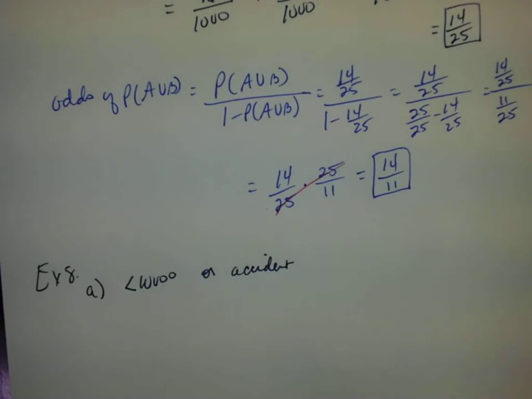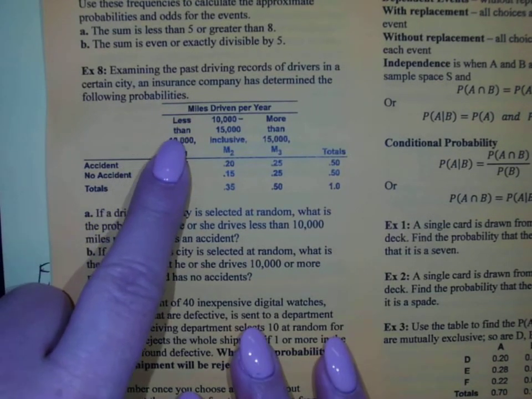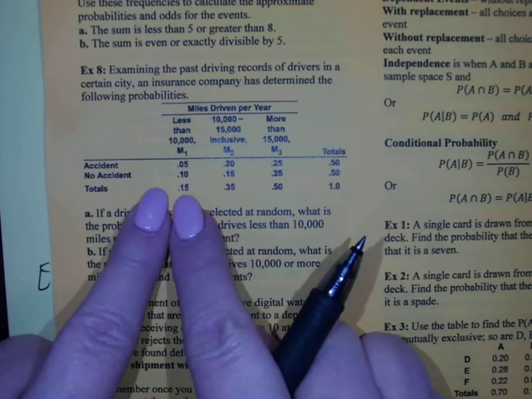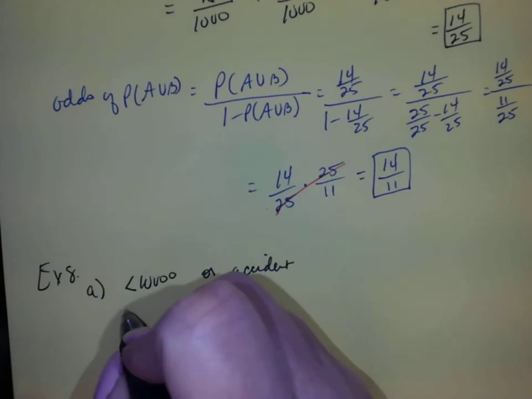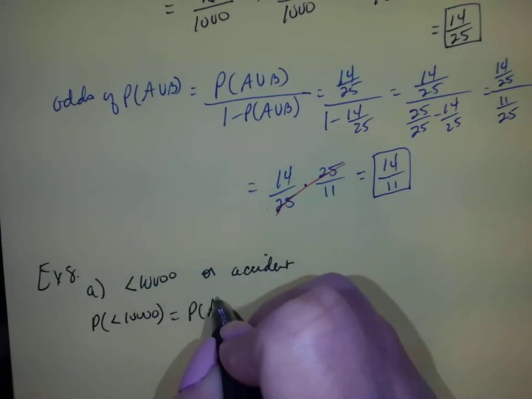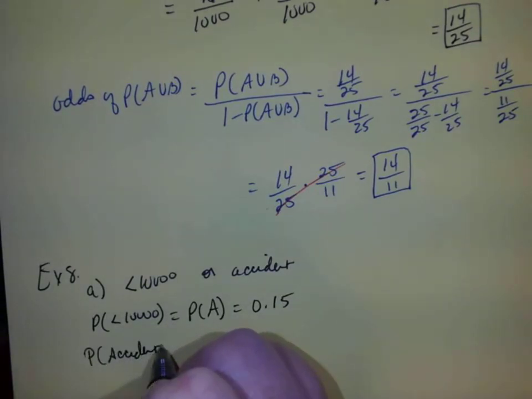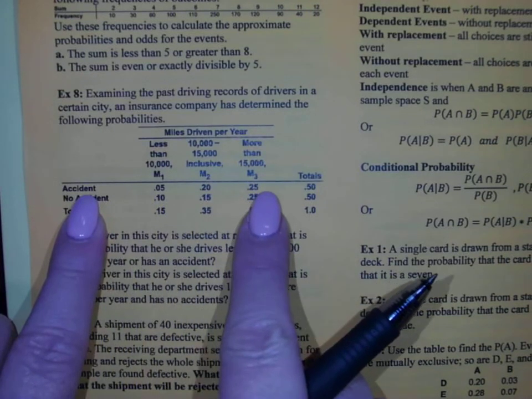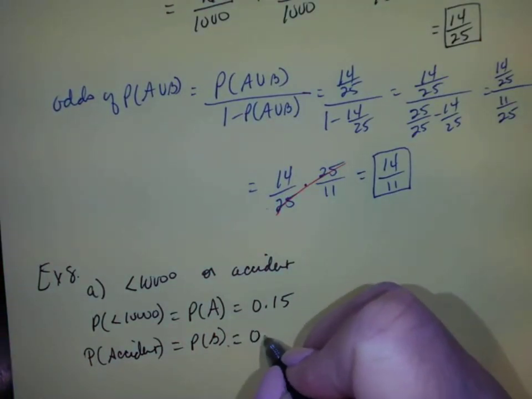Now we're going to use our chart. If we're looking at the probability of less than 10,000, this is right here. We could go through the work of adding them, but they've already given us the total. So the total for less than 10,000 is 0.15. We're going to call that probability of A, and it's 0.15. The next one will be the probability of an accident, and we're going to call that the probability of B. The probability of an accident goes across the row, and they already give us the total of 0.50. So we're just following the accident across.